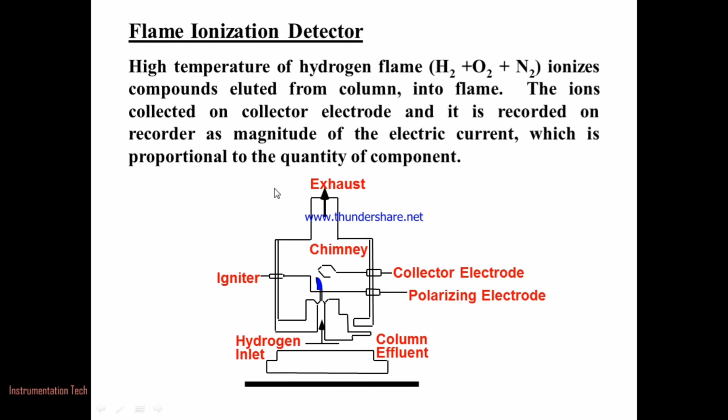And now we will go to the explanation. The high temperature of the hydrogen flame ionizes compounds eluted from the column into the flame. The ions are collected on the collector electrode and recorded on a recorder as the magnitude of the electric current, which is proportional to the quantity of the component.